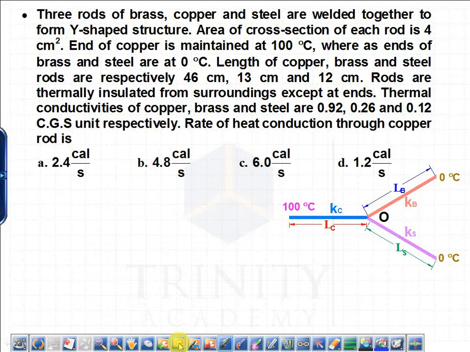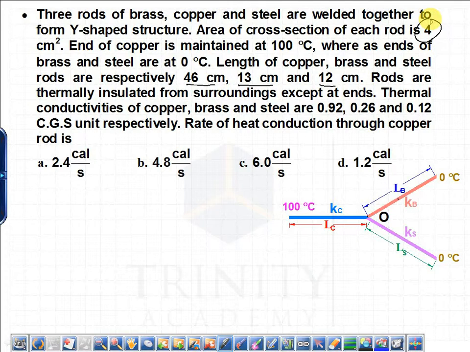Now, this is the geometrical interpretation of the situation which is revealed. The copper rod is of the largest length, that is 46 cm. Then 13 cm is the intermediate length, that is of the brass rod, and the steel rod is of the least length, 12 cm. The common part is that each has the same cross section area.